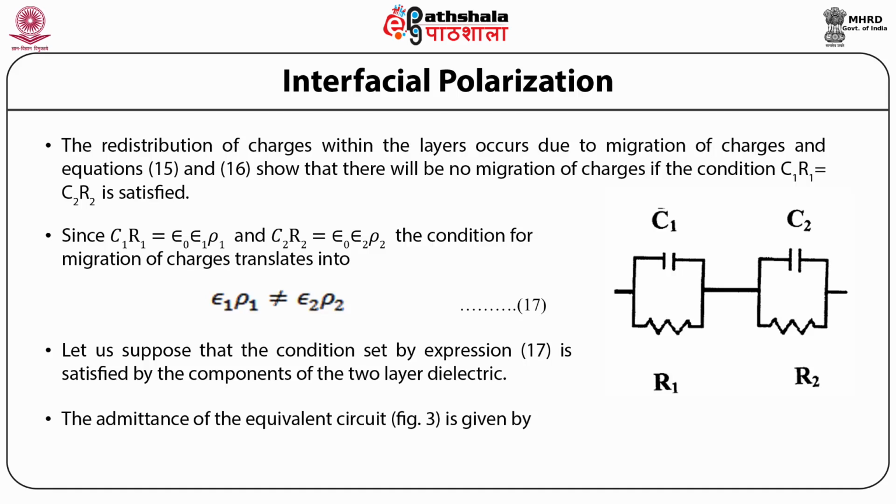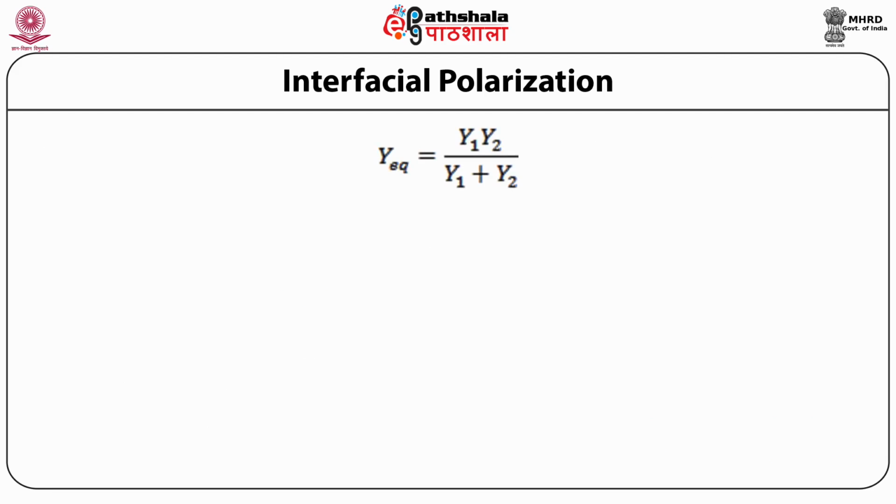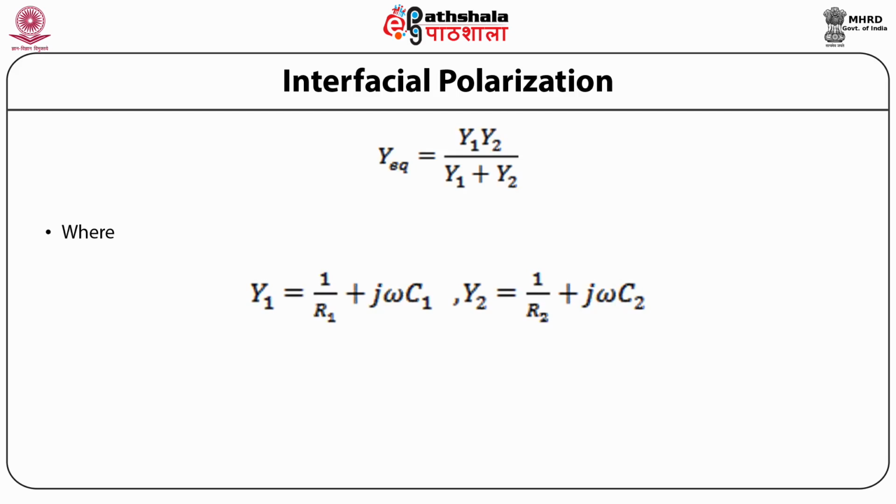The admittance of the equivalent circuit is given in figure 3, where we have two dielectrics in series for interfacial polarization, from which we can calculate Y equivalent is equal to Y1 Y2 divided by Y1 plus Y2, where Y1 is equal to 1 by R1 plus j omega C1 and Y2 is equal to 1 by R2 plus j omega C2.